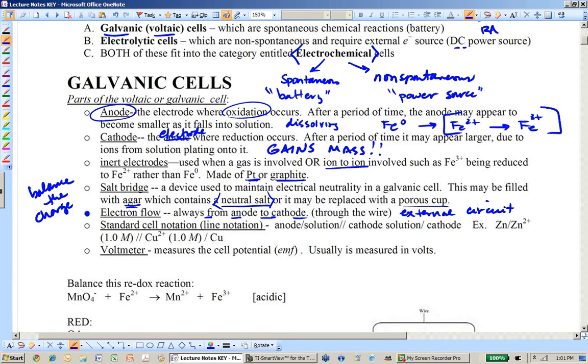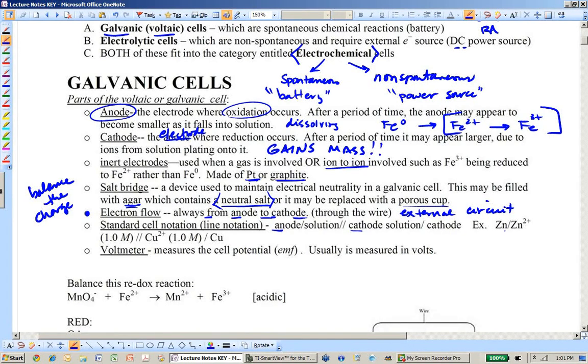Think of it like an ion sandwich. Basically, we're going to start with the anode, then the ion in solution for the anode, and then the ion for the cathode solution, and then the cathode itself. Let me try that again. We have the anode, then we have a solution that contains the ion associated with the anode, and then we have the ion associated with the cathode, and then the cathode.